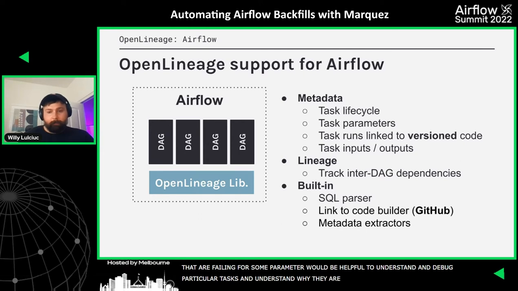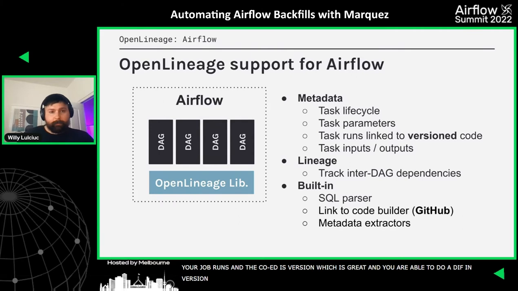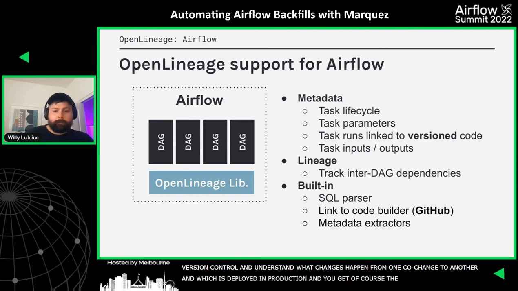At the end, you have the link to the code. So your job runs and the code is versioned, which is great. And you're able to then do a diff in version control just to understand what changes happen from one code change to another and which one is deployed in production. And of course, you get the input and output data sets.